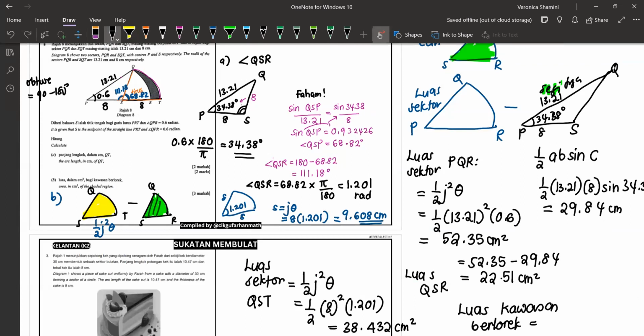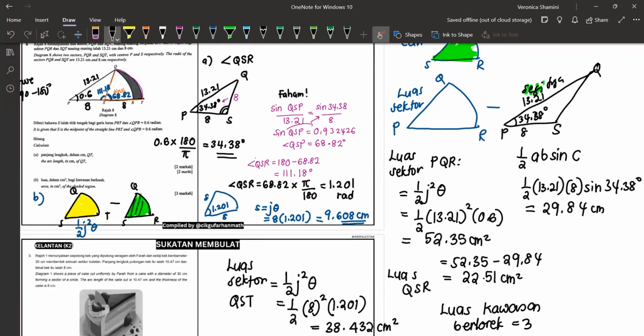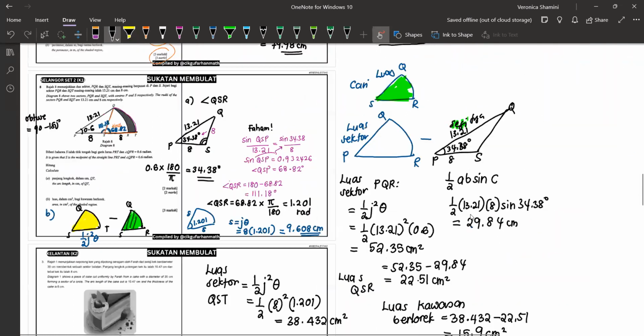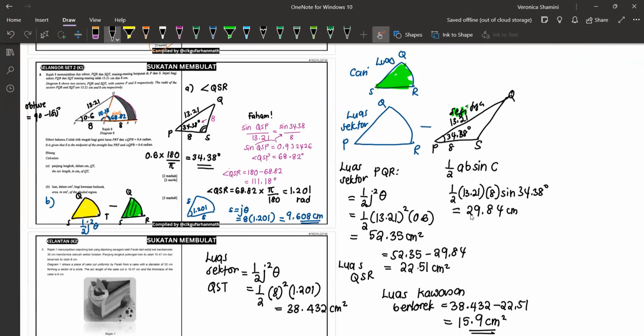Okay, take a moment first here to understand. Kalau boleh, like you stop first, okay, to make sure you really can see. 38.432 tolak 22.51. Okay, kita dapat 15.9. 15.9 cm kuasa 2. Alright. Okay, so try back. Okay, tengok balik. Okay, look at this deck and then continue with the next part.